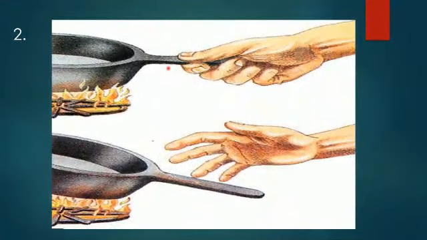Okay. Another example of stimulus and the response. Whenever you touch a hot pan, the heat is detected by the sensory cells present in the skin. And what happens? You immediately pull your hand away as ordered by the brain.